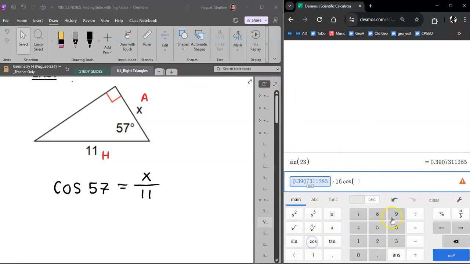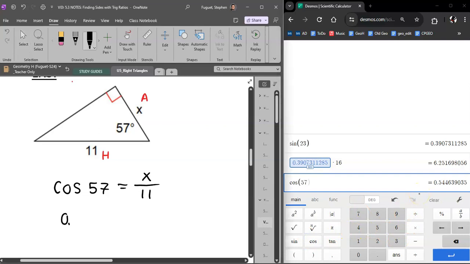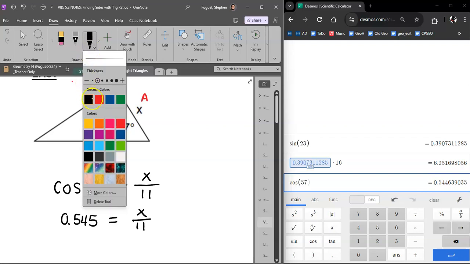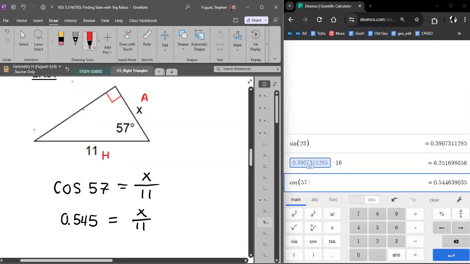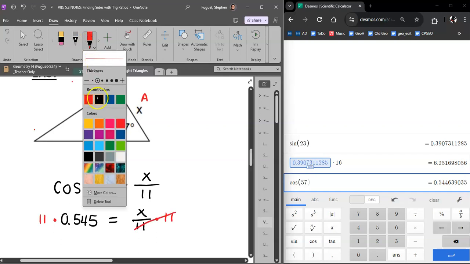I'm going to type in cosine, but let's clear this out first. We're going to do cosine of 57, and we're going to get an answer of 0.545. Again, we're going to use the stored value anyways, equals x over 11. And so to solve this, just like the last one, since x is in the numerator, we can multiply both sides by 11. That's going to cancel the 11s out on the right-hand side.